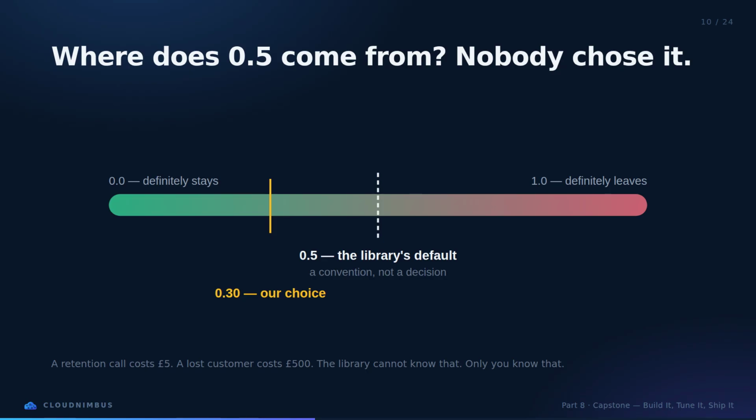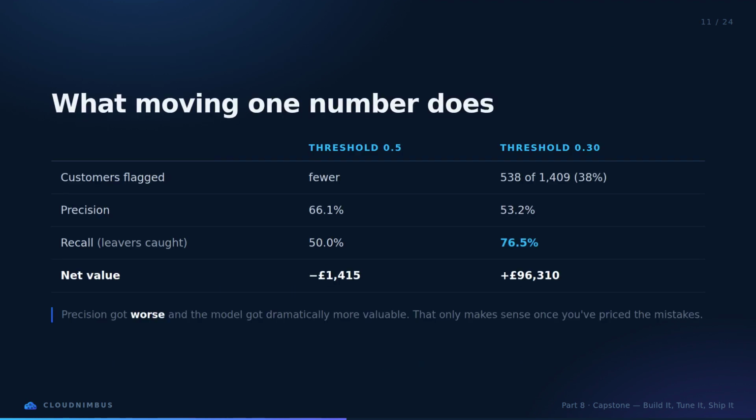So we slide the line, drop the threshold to 0.3, and the model now flags 538 customers out of 1,409, about 38% of the book. Precision falls to 53%, meaning roughly half the people we phone were never going to leave. That sounds worse. But recall jumps to 76.5%. We now catch 3/4 of the customers who were actually about to walk.